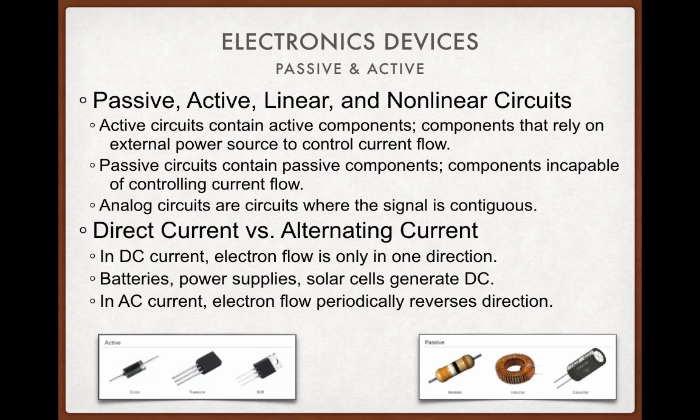An example of this would be a transistor. A transistor requires an input current into the base, one of the connectors, to affect the current flow through that transistor, so you actively control the current.